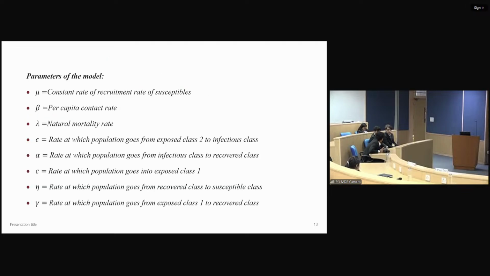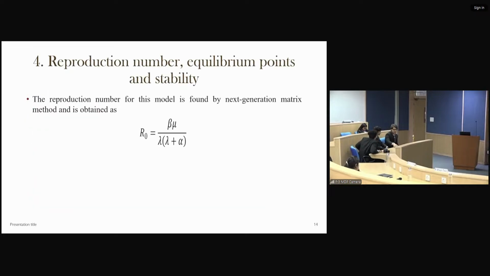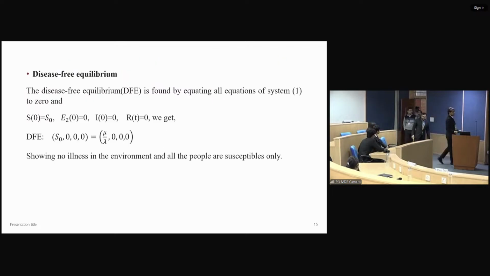These are the parameters of this model. The reproduction number, we have found by the next generation matrix method. It is a non-dimensional quantity, and through this we will be able to know the behavior of the attack. This is the disease-free equilibrium.